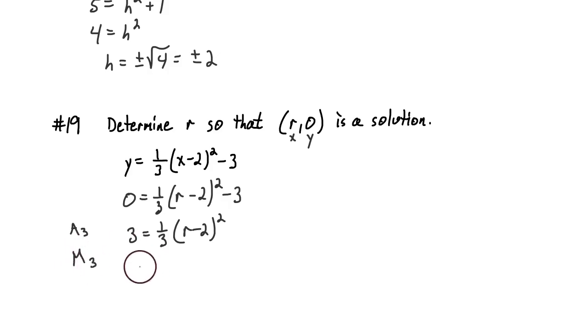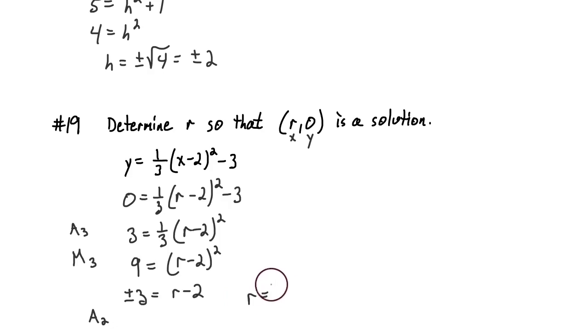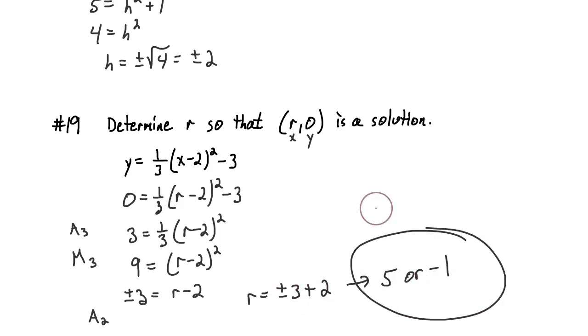Then multiply by 3 on both sides. We get 9 equals r minus 2 squared. Then, to remove the squaring, take the square root. But remember to do the positive and negative square root. So we get positive or negative 3. And that's equal to r minus 2. Now add 2 to both sides. So we get r equals positive or negative 3 plus 2. And this is going to make two answers. Positive 3 plus 2 is 5. Negative 3 plus 2 is negative 1. Here are our answers for r.